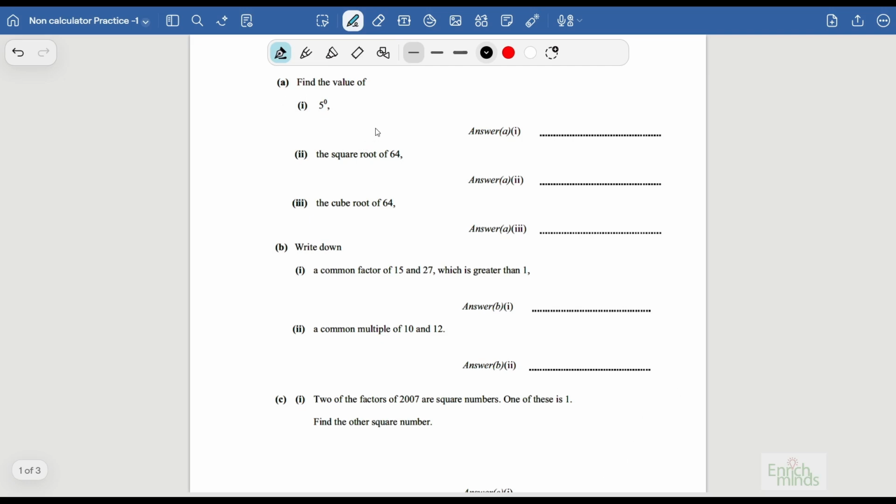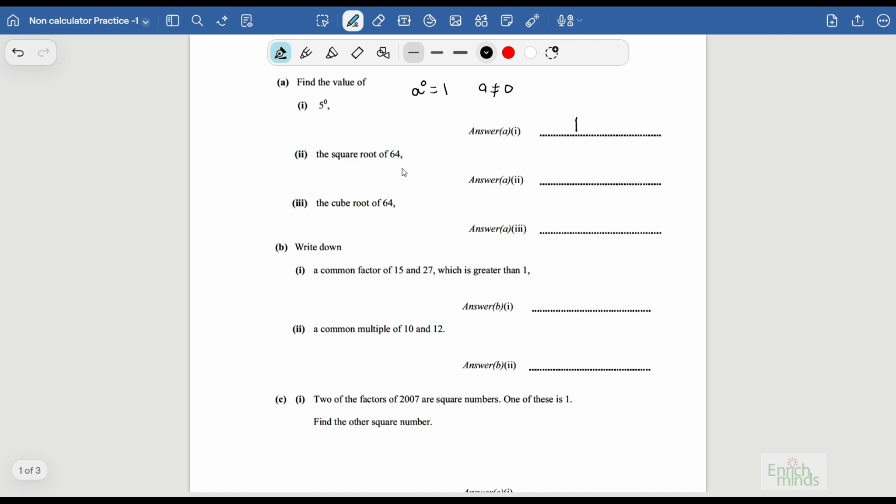These are a few questions taken from topics like numbers and arithmetic, which will give you good practice for the non-calculator paper. The question says, find the value of 5 raised to 0. Any number raised to 0 is equal to 1 as per the rule of indices, where the number should not be 0. So using the rule here, 5 raised to 0 will be 1.